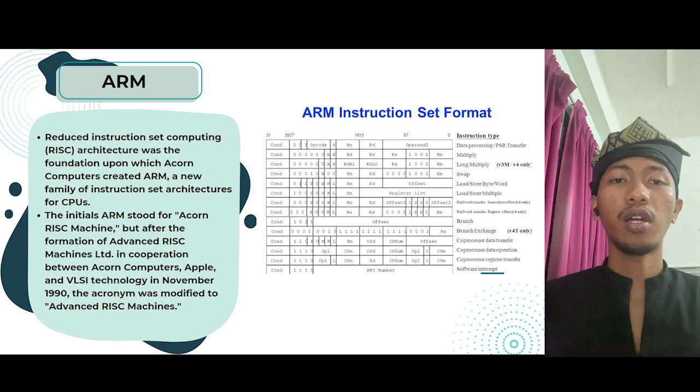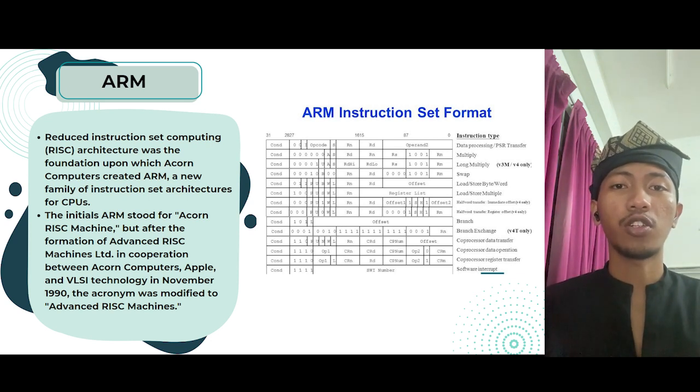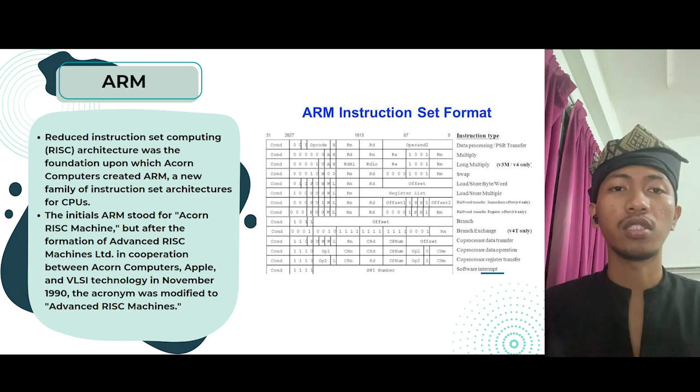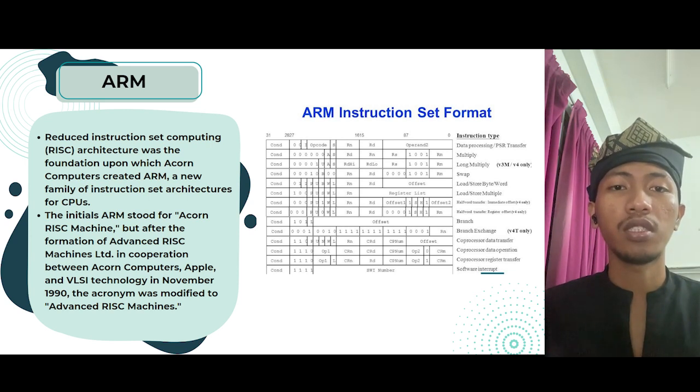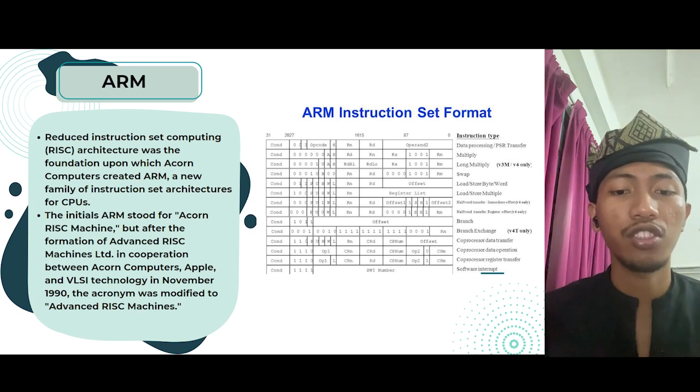So what is ARM? ARM is a reduced instruction set computing architecture, the foundation upon which Acorn Computers created ARM, a new family of instruction set architectures for CPUs. The initials ARM originally stood for Acorn RISC Machine, but after the formation of Advanced RISC Machines Ltd., in cooperation between Acorn Computers, Apple, and VLSI Technology in November 1990, the acronym was modified to Advanced RISC Machine.